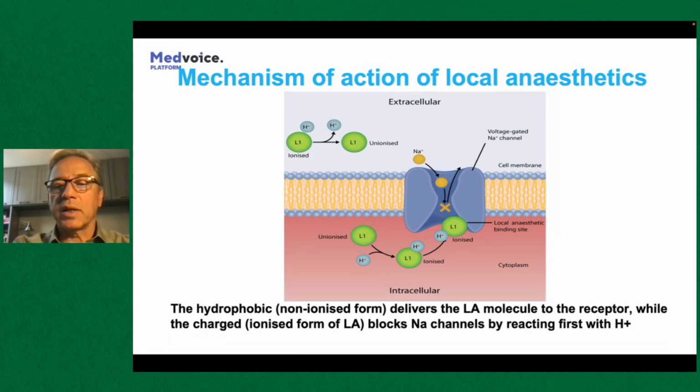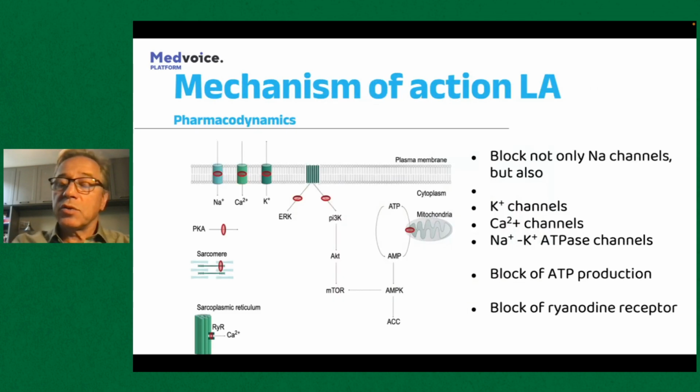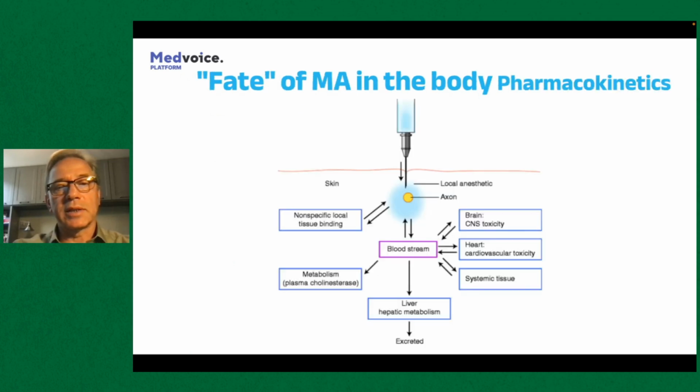The hydrophobic form delivers the local anesthetic to the receptor, while the ionized form blocks the sodium channel, first reacting with a hydrogen ion. But it's not the only mechanism of action of local anesthetics. It also blocks other channels like potassium channels, calcium channels, and sodium-potassium ATPase channels. Hence, it blocks ATP production, but also blocks the ryanodine receptor. All this is important in terms of other actions and side effects of local anesthetics.